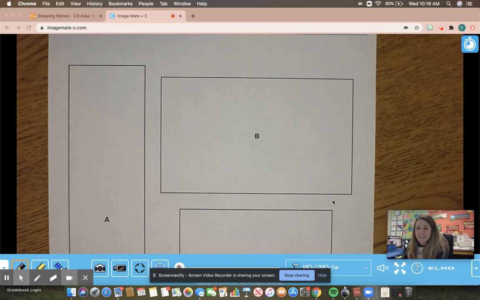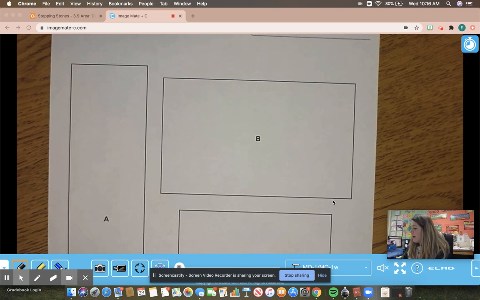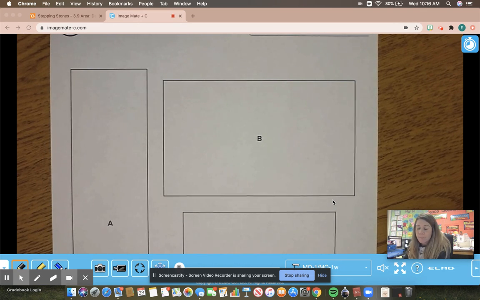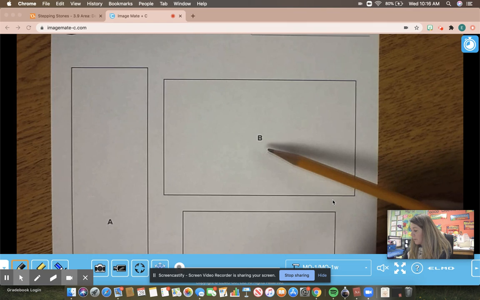Hi, boys and girls. This is lesson 3.9. We are going to be discovering area today, looking at the area of a shape. We're going to start by looking at this shape B here.